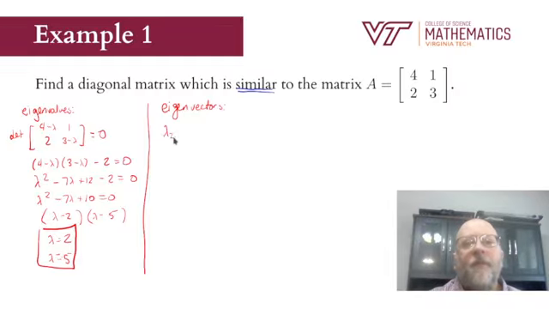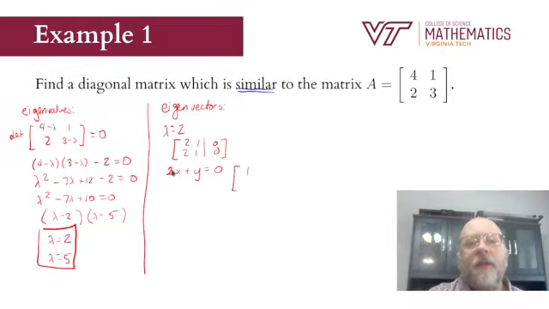So when lambda is equal to 2, 4 minus 2 is 2. 3 minus 2 is 1. And so that's just the equation 2x plus y equals 0. If I set x equal to 1, then 2 plus y is 0, so y would be negative 2. And so there's our first eigenvector.